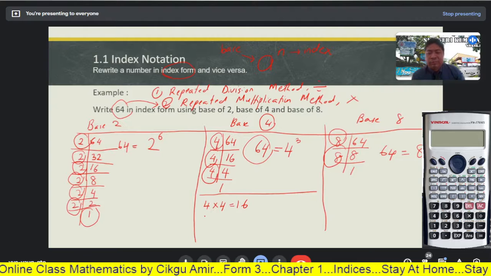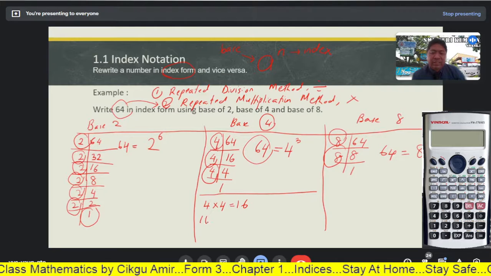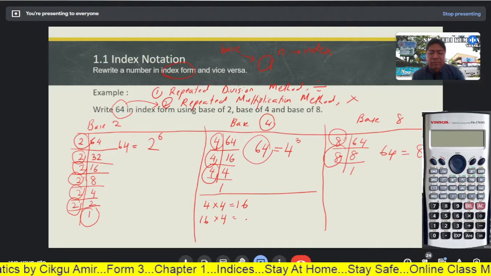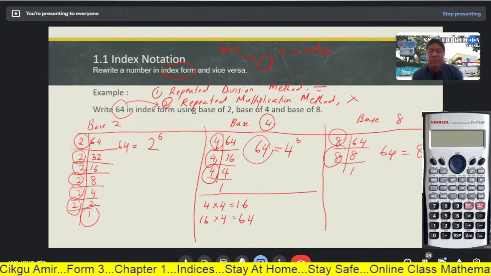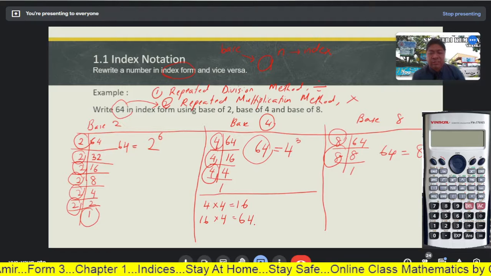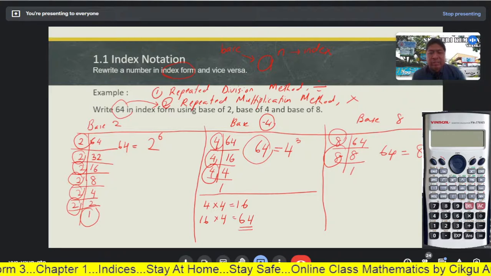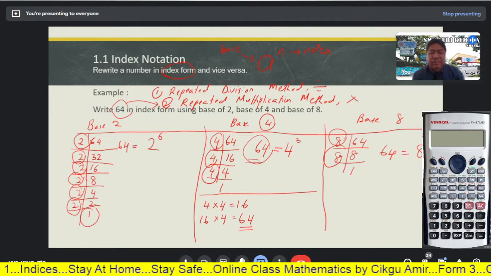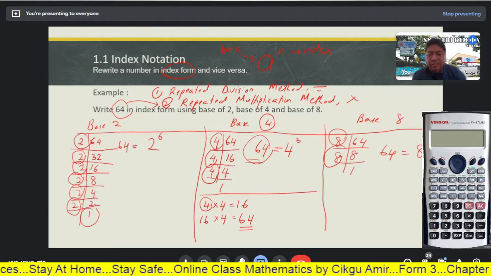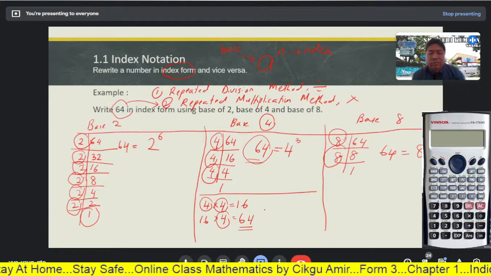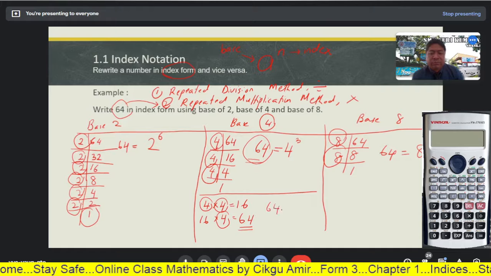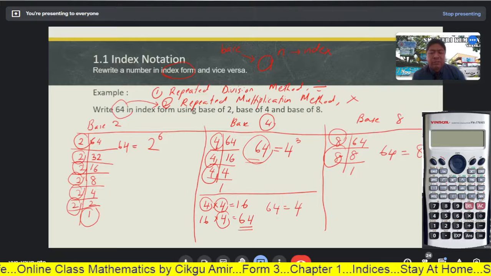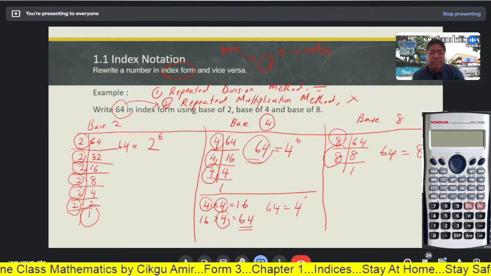So we repeat again. 16 multiplied by 4 is 64. So the value here is the same, 64. How to take the answer? We have a base of 4, so 4 to the power of 1, 2, 3. You have 3 here.